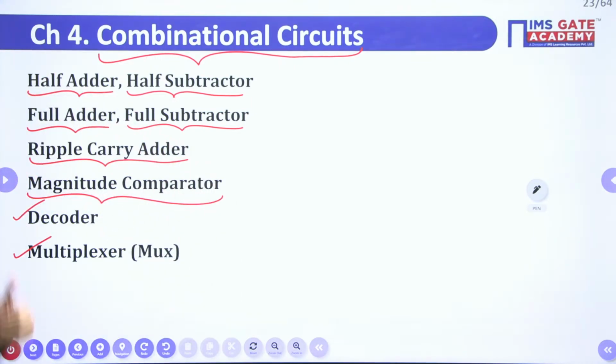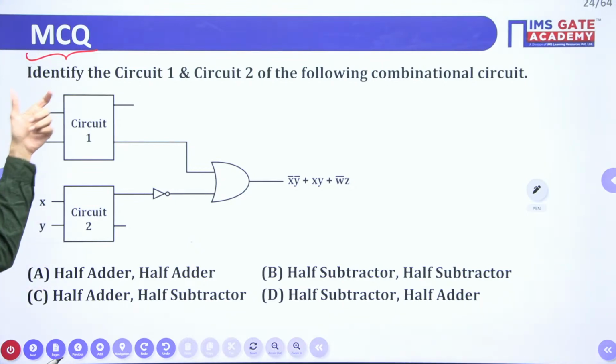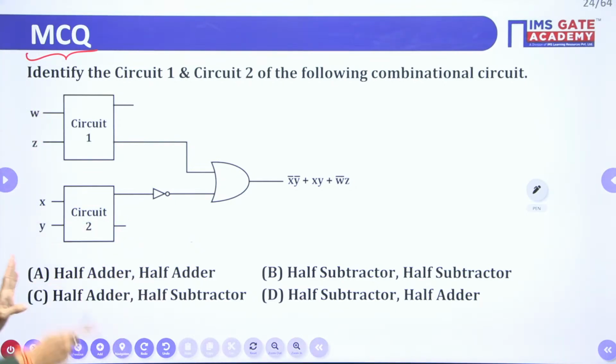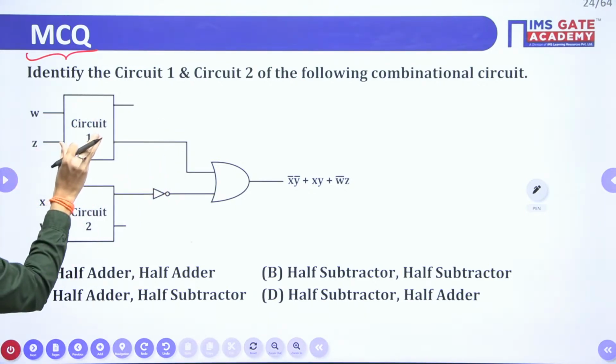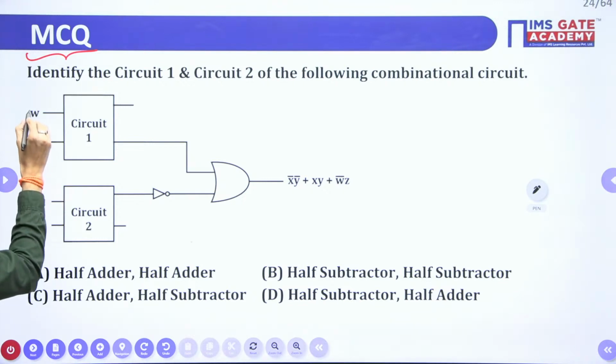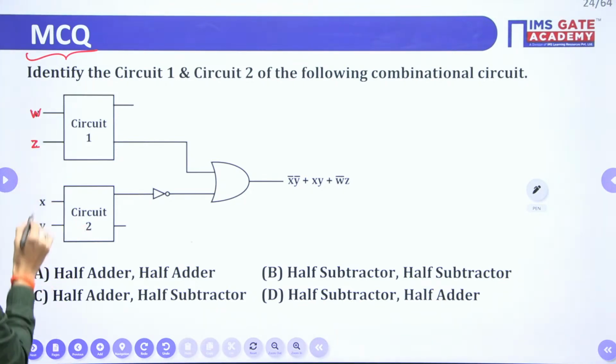I hope all of you are ready to start the first question from the fourth chapter. This is the first question from the fourth chapter. This is an MCQ question, which means only one option will be correct among the four choices. Here they have given a circuit diagram. You have circuit 1 and circuit 2. If the image is not clearly visible, no problem, I am writing the variables here.